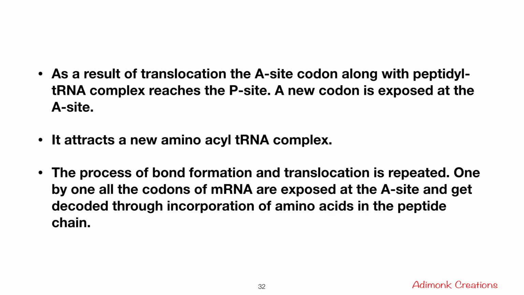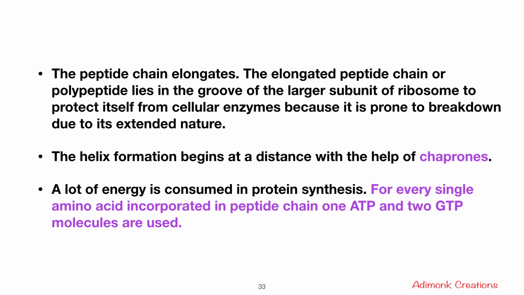The process of bond formation and translocation is repeated, and one by one all the codons of mRNA are exposed at the A site and then get decoded through incorporation of amino acids in the peptide chain. So the peptide chain elongates. The elongated polypeptide lies in the groove of the large subunit of the ribosome to protect itself from various cellular enzymes, because it is prone to breakdown due to its extended nature. The helix formation begins at a distance with the help of chaperones, and a lot of energy is consumed in the process of protein synthesis.